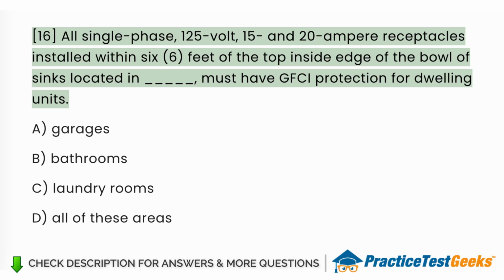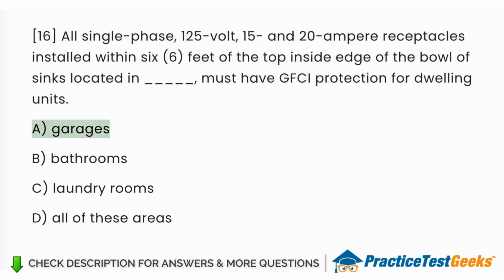All single-phase, 125-volt, 15 and 20 ampere receptacles installed within 6 feet of the top and side edge of the bowl of sinks located in must have GFCI protection for dwelling units. A. Garages. B. Bathrooms. C. Laundry rooms. D. All of these areas.